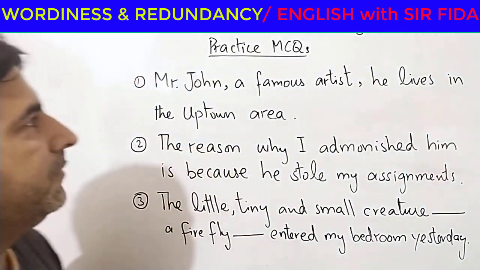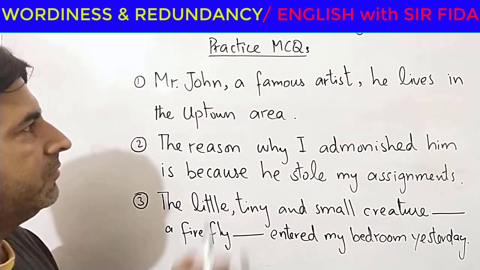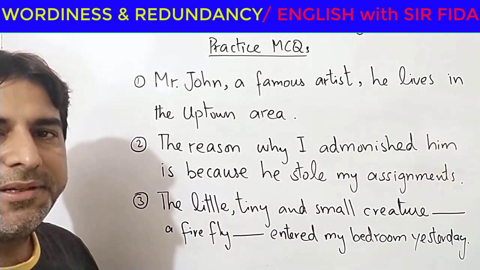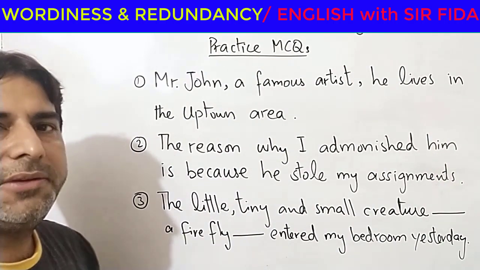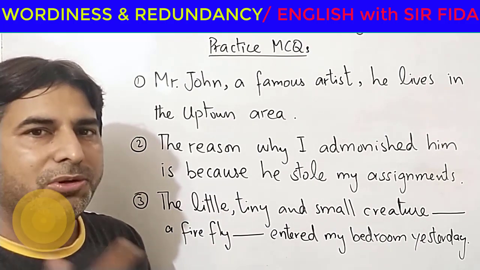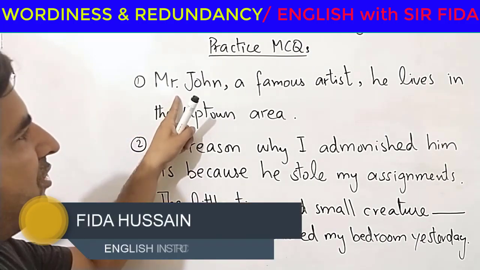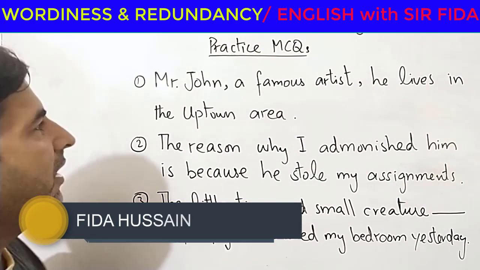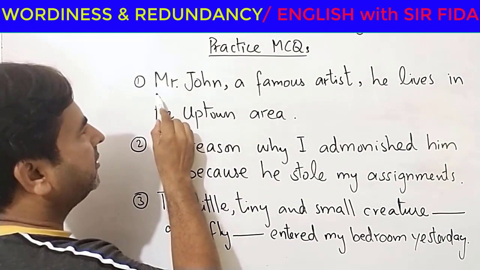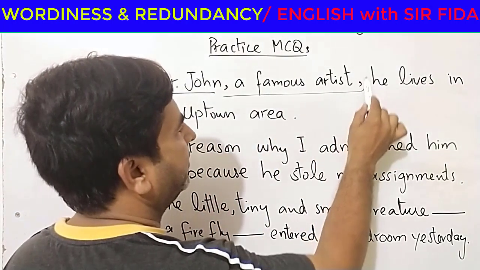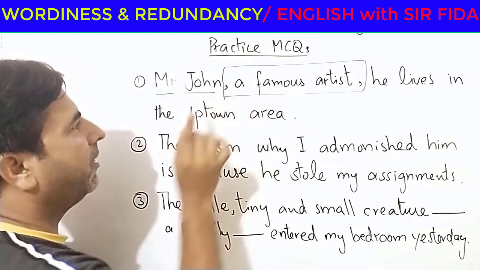Look at the first one. Mr. John, a famous artist, he lives in the uptown area. Do you think it's grammatically correct? But where is the error of style? Just revise: Mr. John, a famous artist, he lives in the uptown area. If you look closely, Mr. John is the subject of the sentence. So this phrase is an additional part.